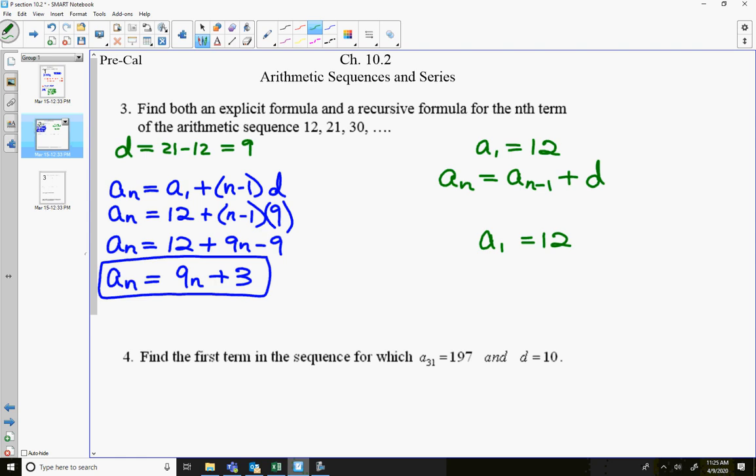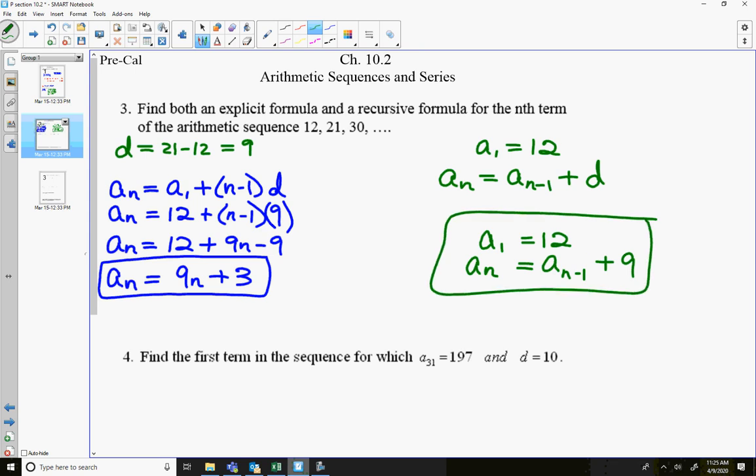First term is 12, and then saying the nth term is the term right before it, plus 9. Now, collectively, it takes both of those. That is your recursive formula, because you do have to have that first part. I don't know if the book's going to make you do a lot of that or not, honestly. I don't do too much with that. I tend to stick more with that formula for the nth term.